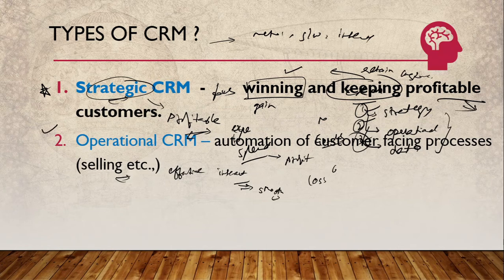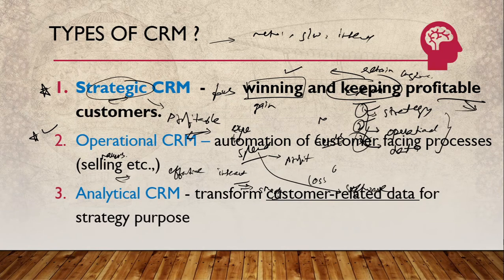So using the automation tools, that is software, how we can execute day-to-day operations like selling, marketing, all these things are what the operational CRM constitutes of. Next, the third one is analytical CRM.